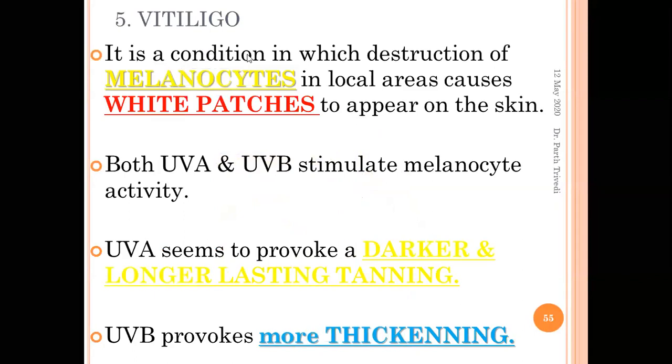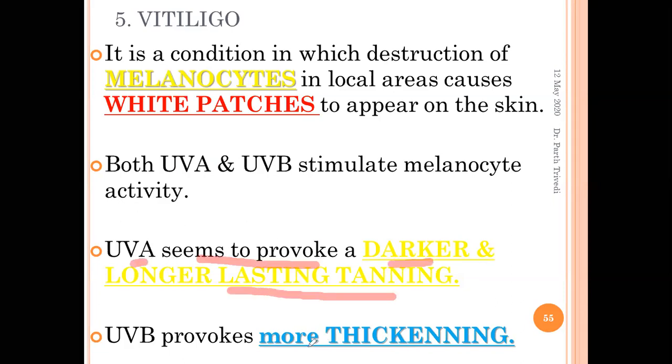Another condition is vitiligo. It is a condition wherein the destruction of melanocytes occurs. Practically, when we discussed psoriasis, acne, and eczema, what was our purpose? Our purpose was to reduce the skin condition. Even in the wound, we wanted to reduce the infection, whereas in vitiligo, we want to increase the melanin pigmentation. So that means we need larger UV or long lasting effects of UVR.